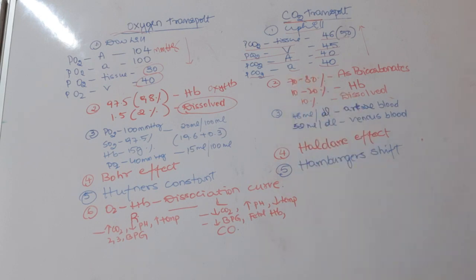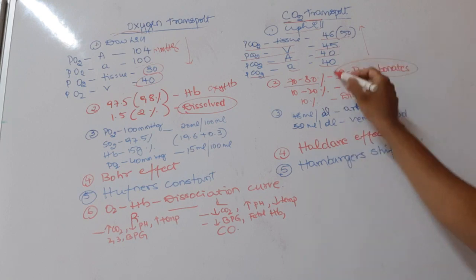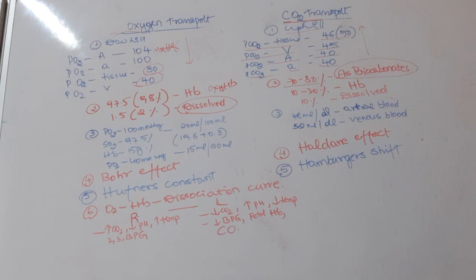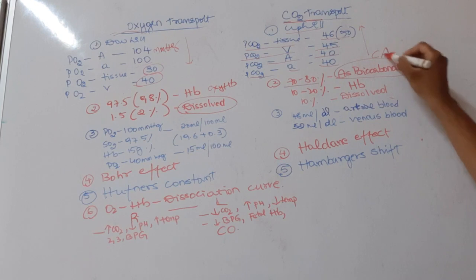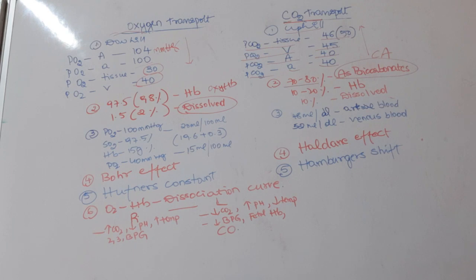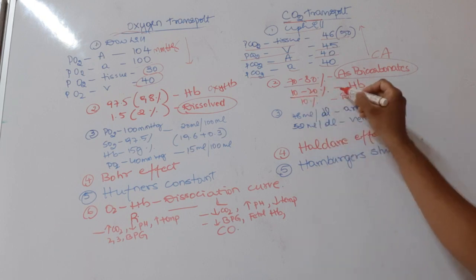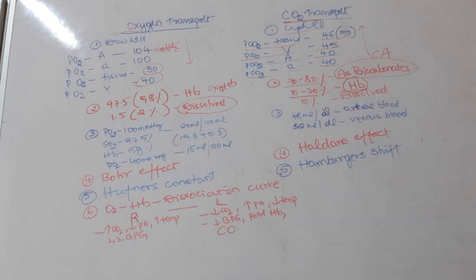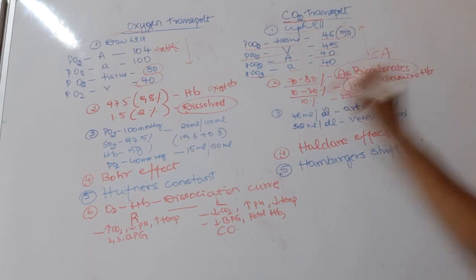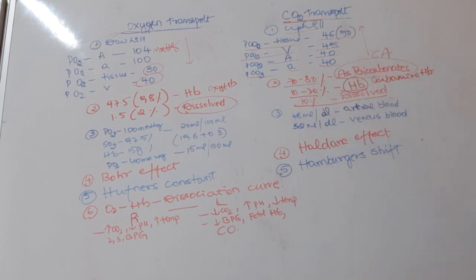If you compare that to carbon dioxide, 70 to 80%, the major way of carbon dioxide transport, is as bicarbonate, which is formed inside the RBC by the hydration reaction in the presence of the enzyme carbonic anhydrase. It speeds up the hydration reaction between carbon dioxide and water to form carbonic acid, which dissociates into hydrogen and bicarbonate. About 10 to 20% is bound with hemoglobin, forming carbaminohemoglobin, and the remaining 10% is in the dissolved form in the plasma.